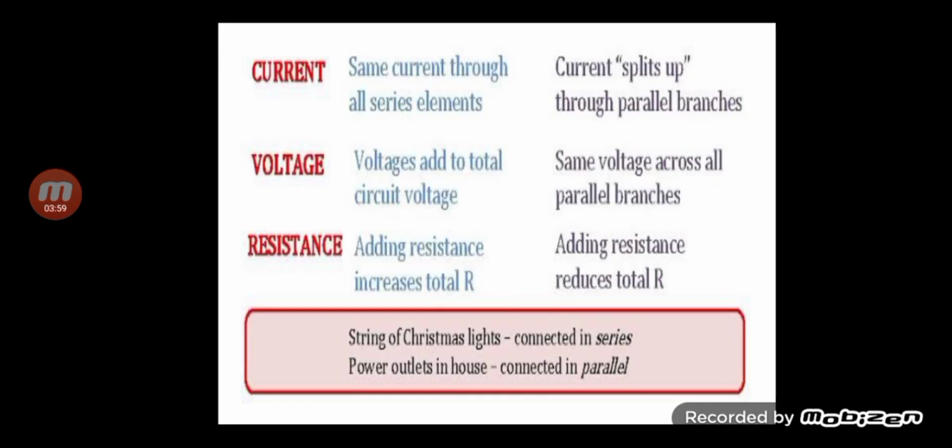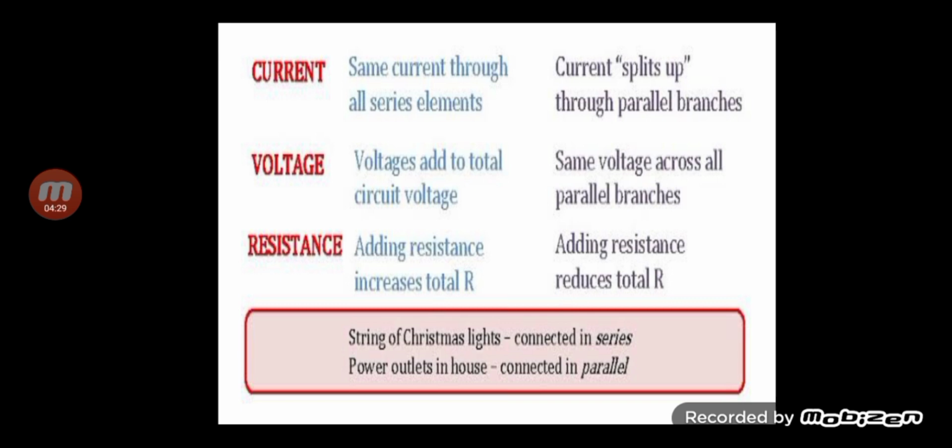If we talk about series and parallel circuits in terms of current, potential difference, and resistance, remember, the same current flows through all series elements. But current splits up through the parallel branches because it has many ways, it has more than one path, more than one loop, so there are other paths for the electrons to flow, so the current splits up through the parallel branches.